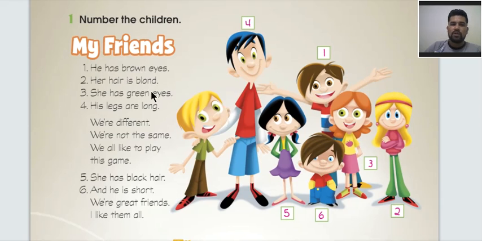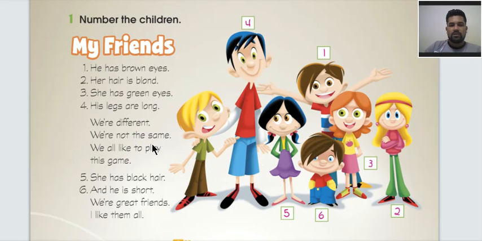Let's see. He has brown eyes. Number one is he has brown eyes. Number two, her hair is blonde. Who's got number two? Okay, she's the one. She has green eyes, is number three. Yeah, his legs are long, it's number four.